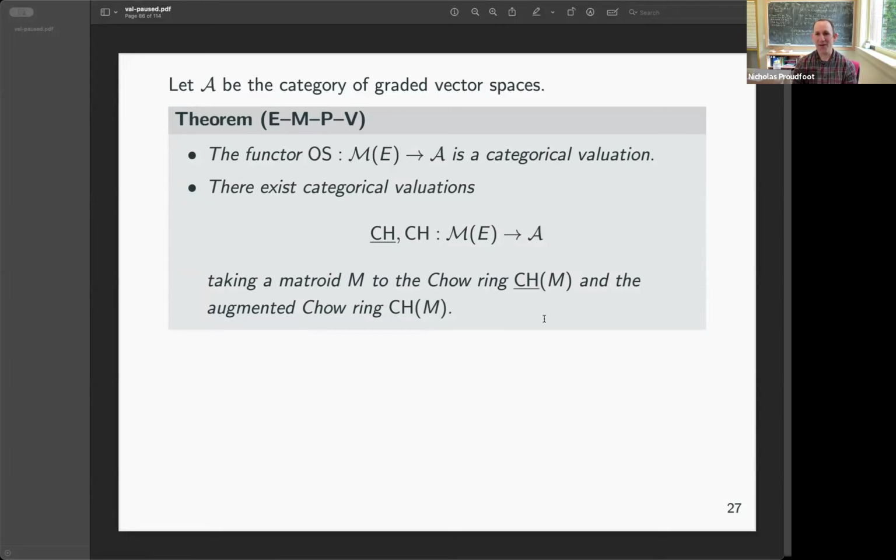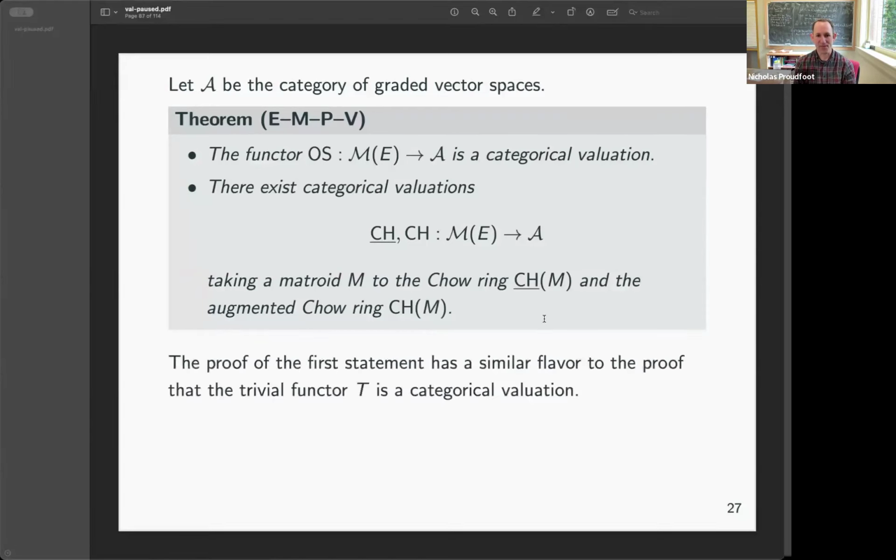That's okay. And similarly for augmented Chow rings. And they have the property that when you evaluate on a complex corresponding to a decomposition of matroid polytopes into smaller matroid polytopes, then it actually gives you an exact sequence. So this provides some explanation for why the polynomials are valuative. I want to talk a little bit about the proofs of these statements. The proof of the first statement about the valuativity of the Orlik-Solomon algebra is not trivial, but it has the same flavor as the proof that the trivial functor is a categorical valuation.